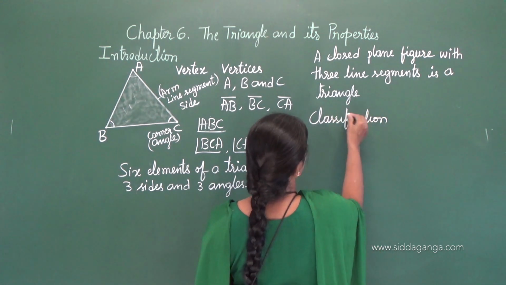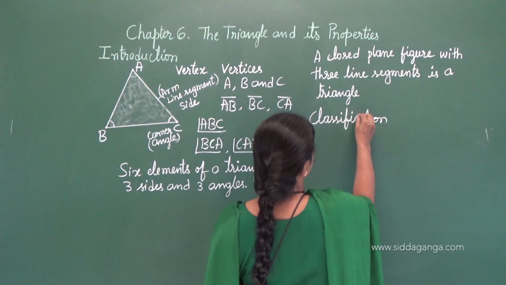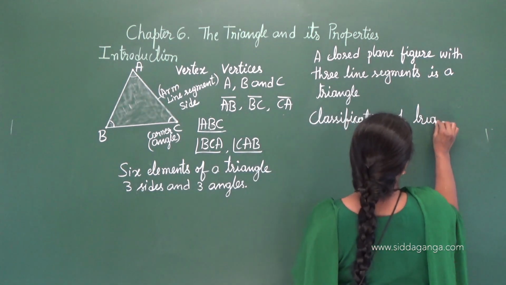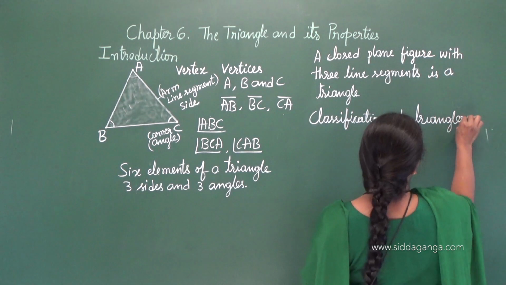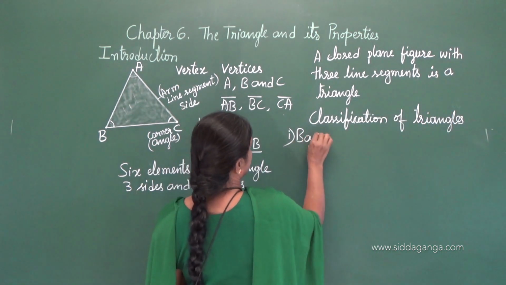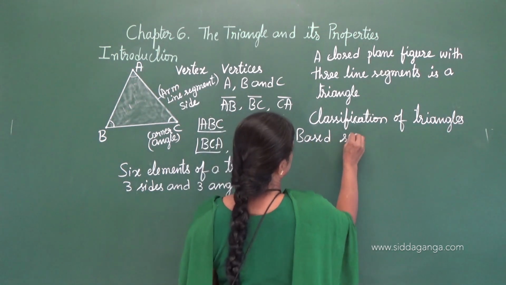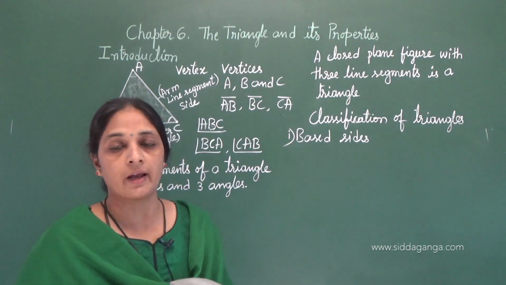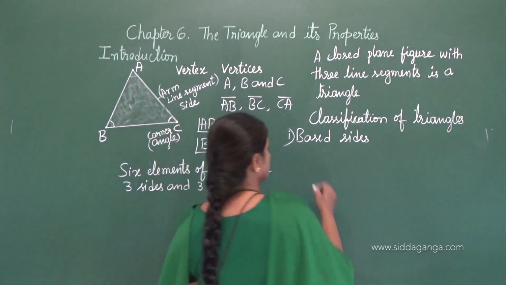Classification of triangles. Okay, so first we can see based on sides. There are 3 types of triangles based on sides.